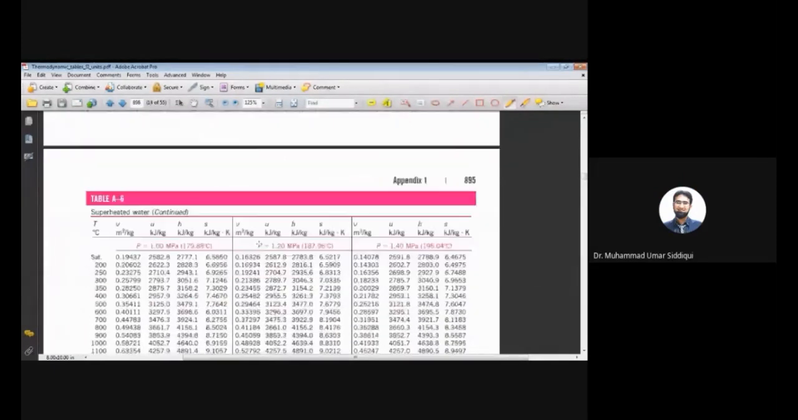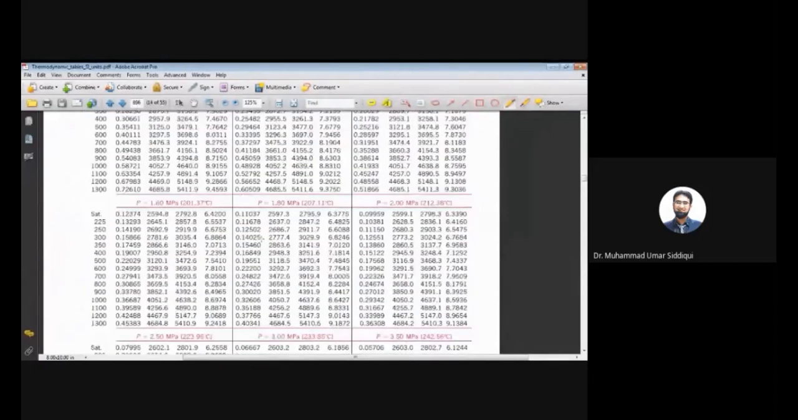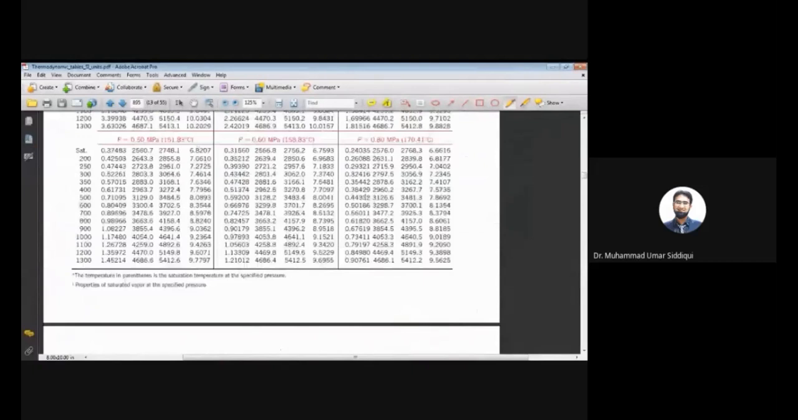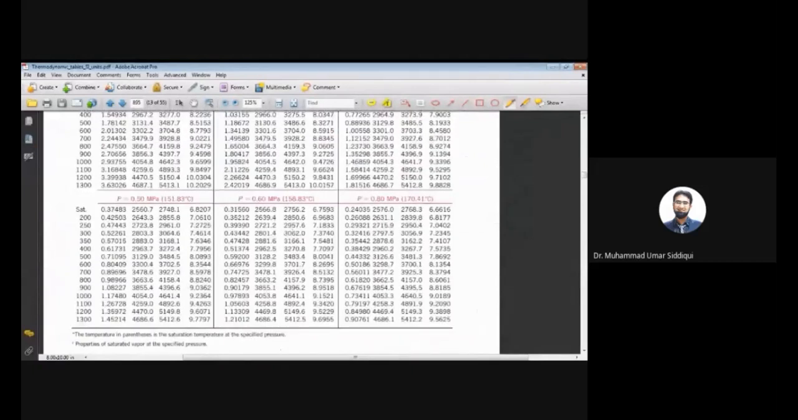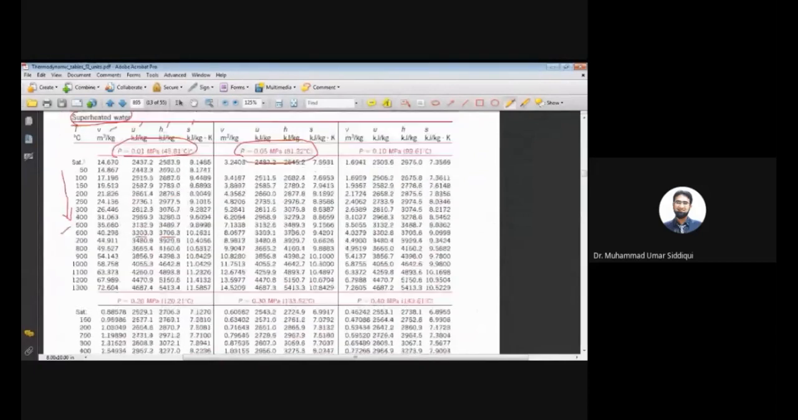For the case of compressed liquid, there is one approximation. We're going to discuss that approximation later. Right now, if this concept so far is clear, I'm going to start sharing the slides again. Yes, sir. All good.